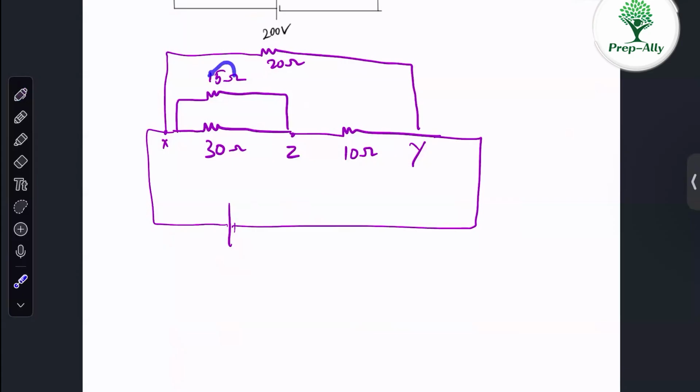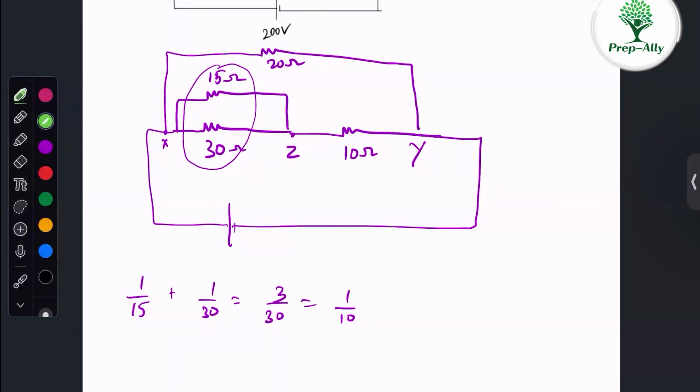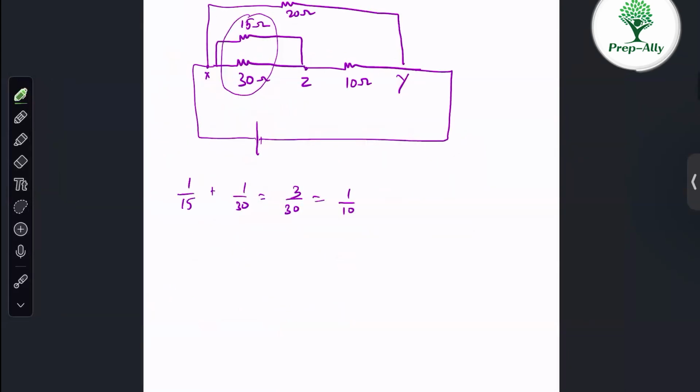Now we can combine these. Sorry, these two are in parallel, in series with 10. So 15 and 30 in parallel. This will become 1 by (1 by 15 plus 1 by 30), so you can write this as 3 by 30. So these two in parallel will give you 10 ohms. So we can replace that with one single resistor of 10 ohms.